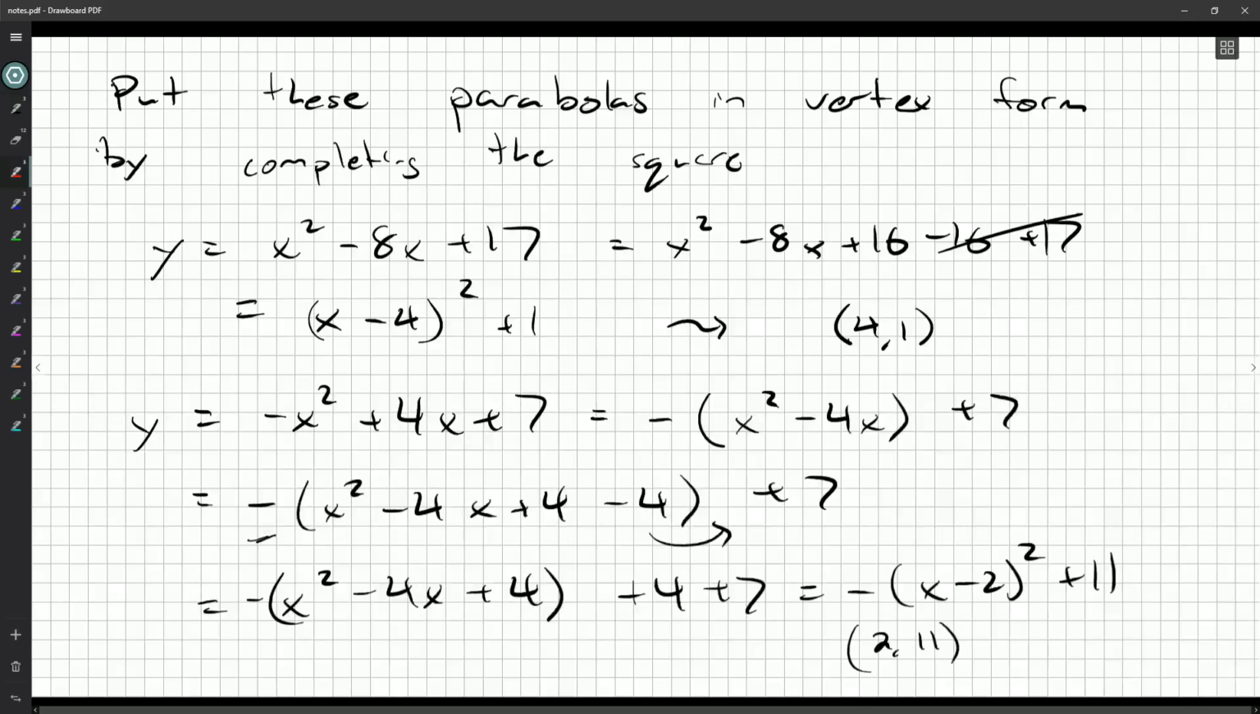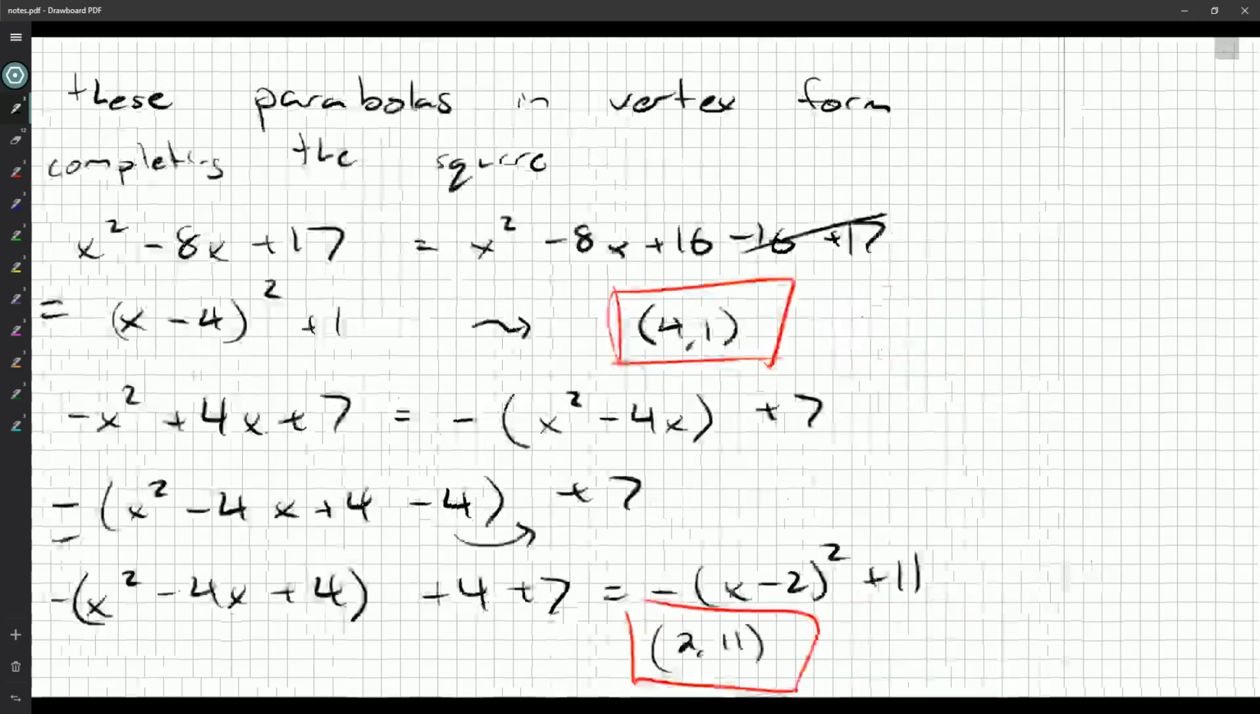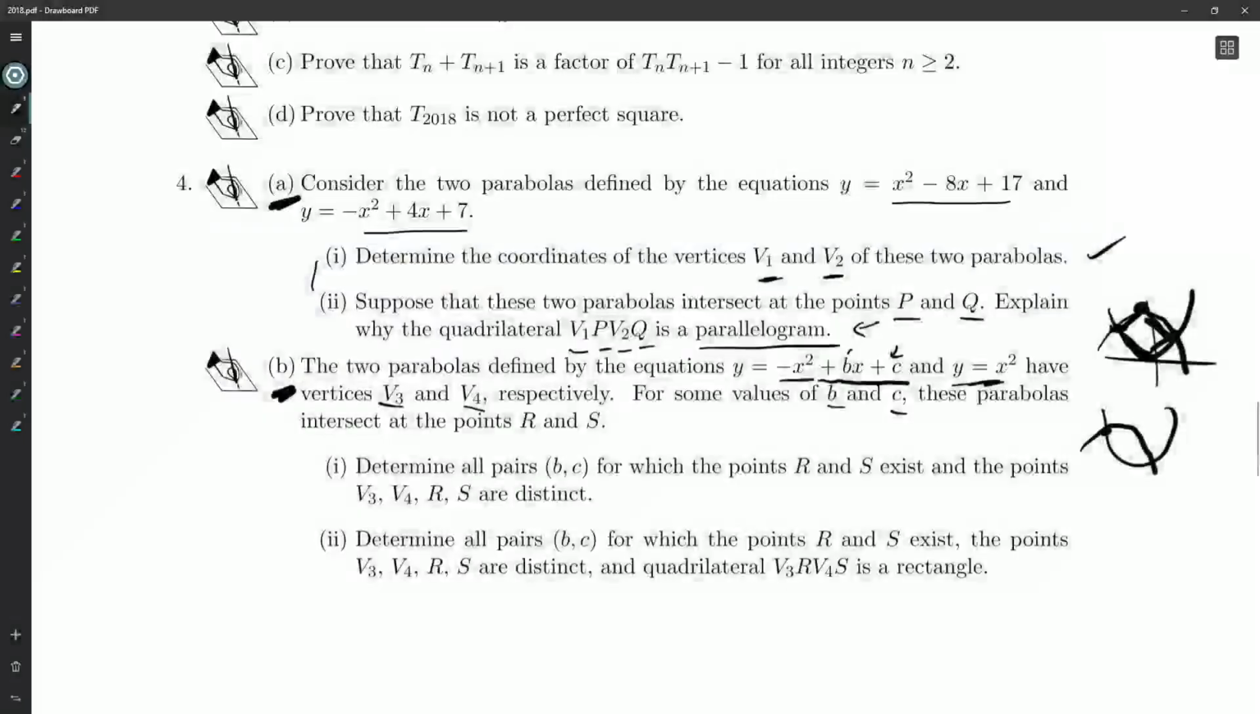And you might want to put a little highlighter or box around them. Or a therefore statement saying these are our two vertices. This is V1, this is V2. Okay. So, P and Q are the intersection points. Well, let's actually find P and Q, and then we'll be able to determine why it's a parallelogram.